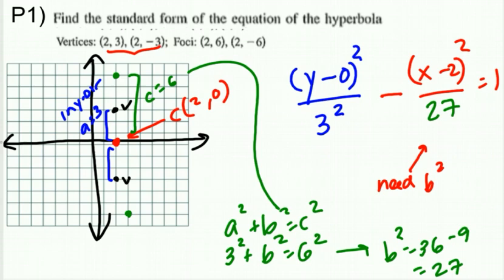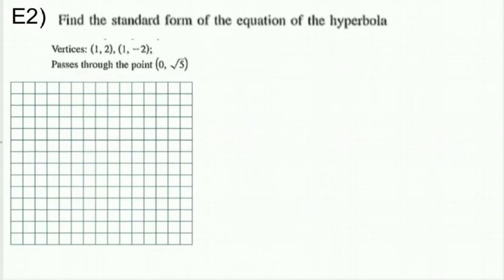All right, let's try another one. Find the standard form of the equation of the hyperbola. Now this time, it's a little bit different. I'm not given the foci this time, so I'm going to have to figure out a little bit of other stuff. Okay, so here's what we know. Let's plot, again, I'm going to do my terrible axes.